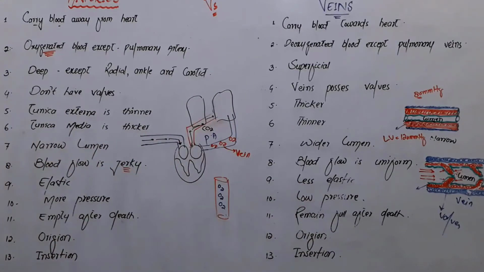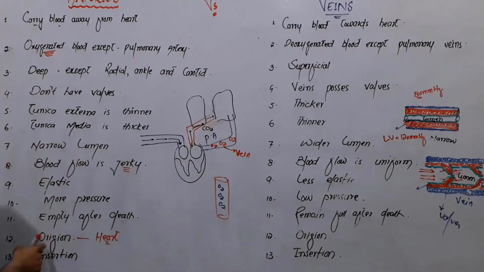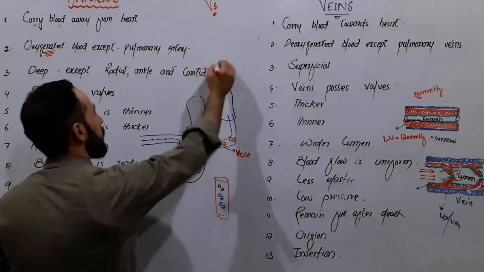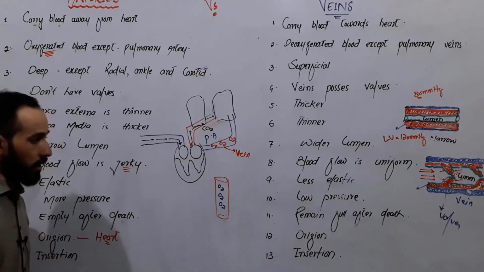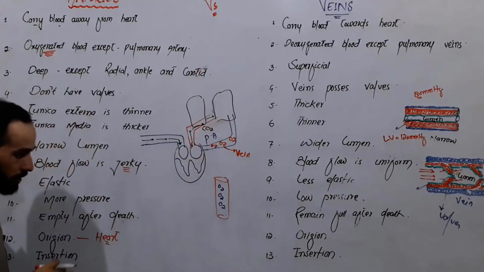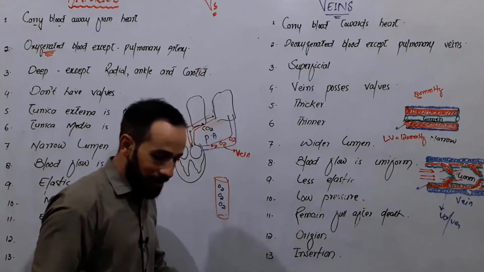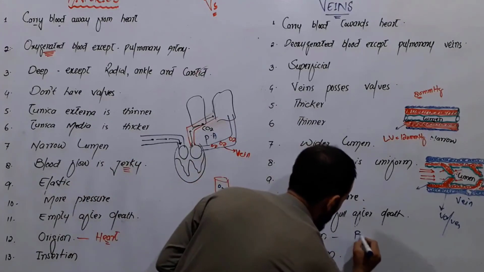Right. The next difference is, what is the origin of arteries? As we all know, arteries arise from the heart. This is the origin of arteries. Look here, a big artery arises from the heart, that is the aorta, and then bifurcates and gives branches to the body. So arteries arise from the heart, and veins arise and are collected from body tissues, right? So veins arise from body tissues.